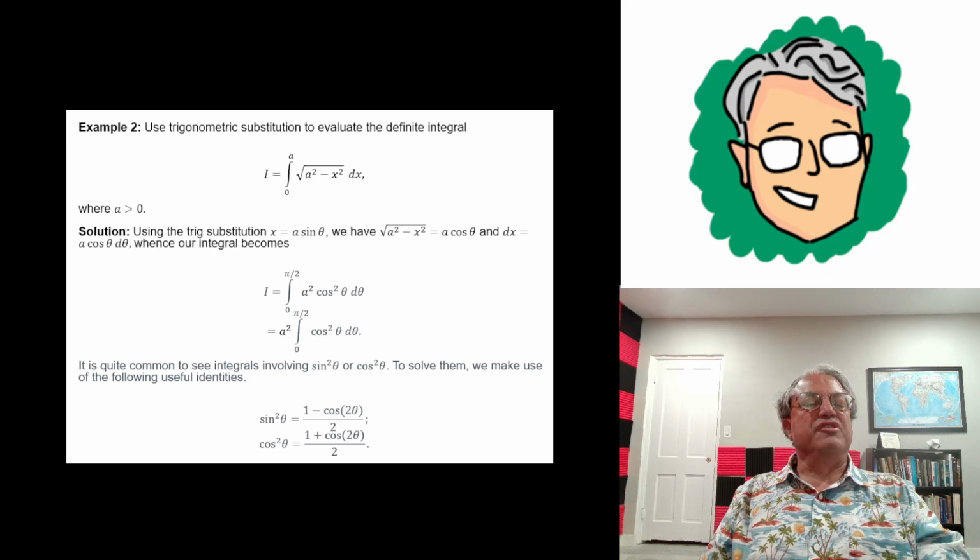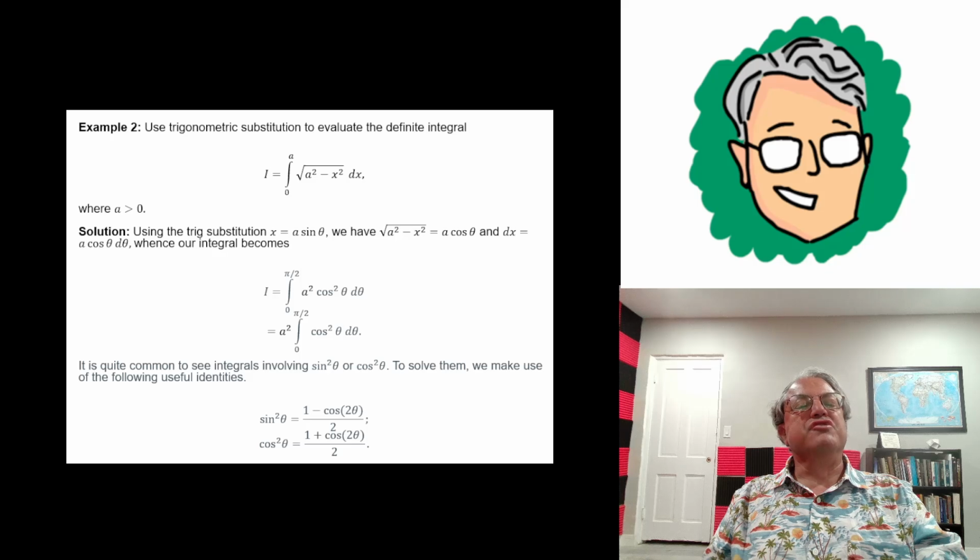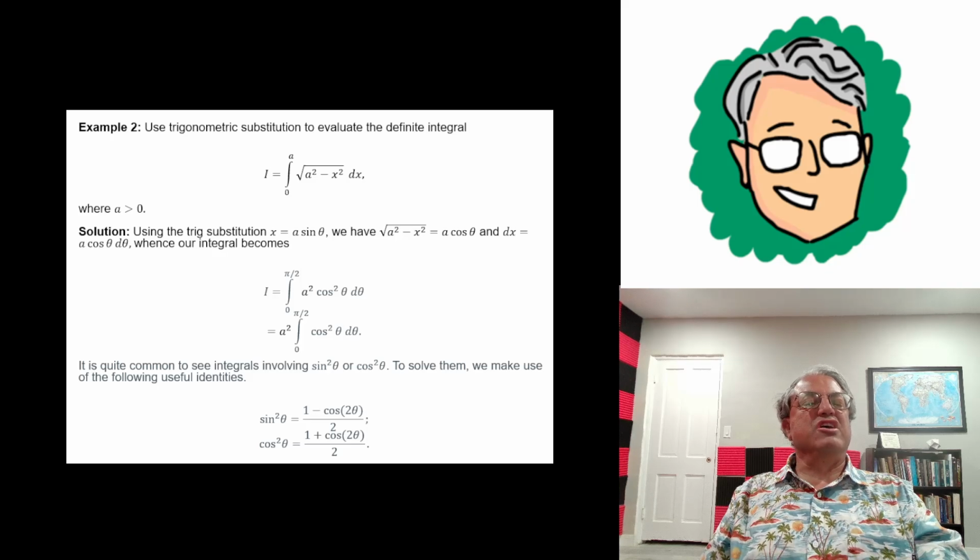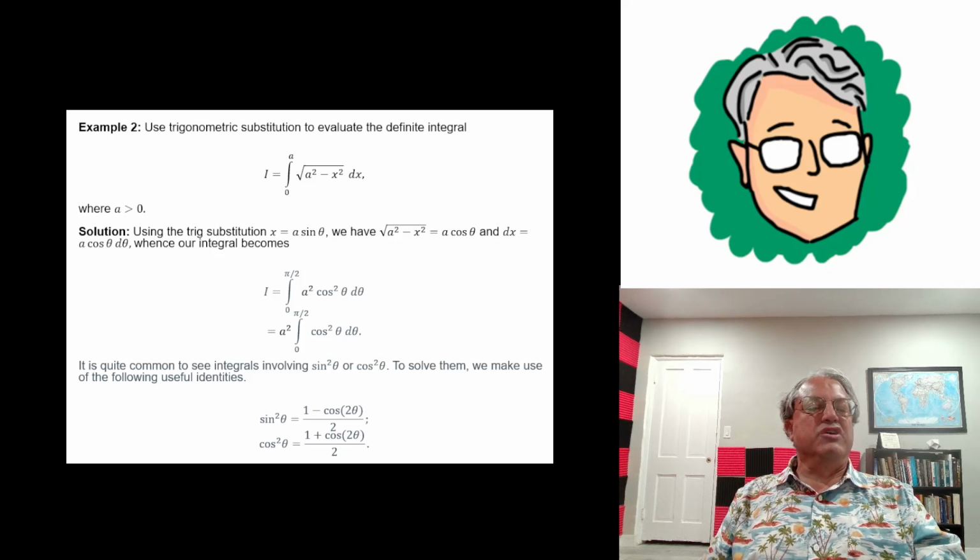This one's actually pretty hard, but I think you'll get used to this the more you do. Actually, I think this is a nice example. Here we're asked to integrate the square root of a squared minus x squared, x going from 0 to a. And why is this interesting? I think I gave this example before when I was going over numerical integration, when we were doing Simpson's rule.